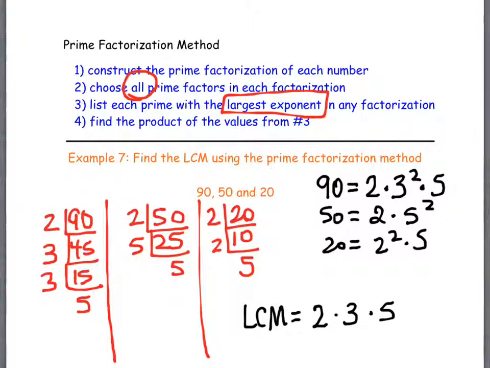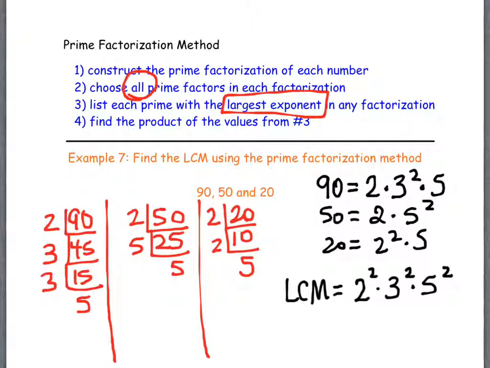But then what does it say I'm going to let be the exponent here? The largest one that any of them has, right? So taking a look at these, what is your largest exponent on any of these for the number 2? 2. How about your largest exponent on 3? Happens to be a 2. And the largest exponent on the 5? Also happens to be a 2. All right, so broken down into prime factors, this is the least common multiple.